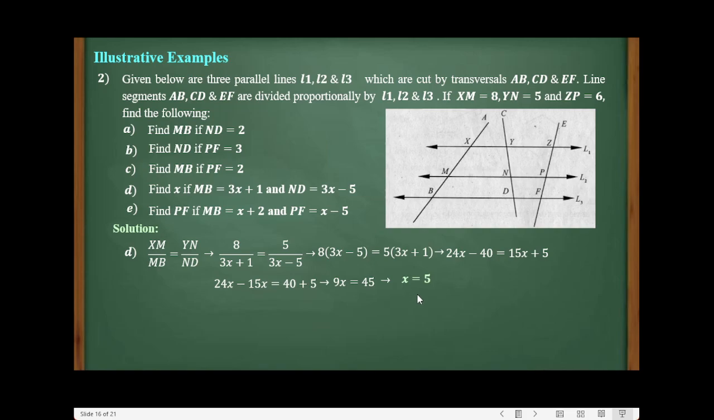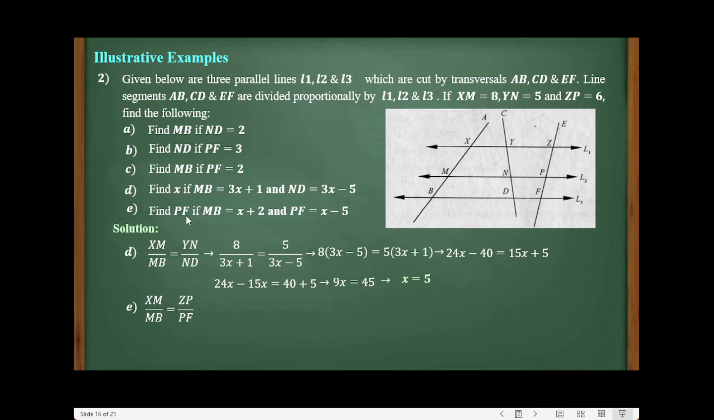With this obtained value of x, we can compute the length of segment PF. Actually, we don't have to look for the length of a segment, because letter D is just asking for the value of x. Now, we go to letter E.